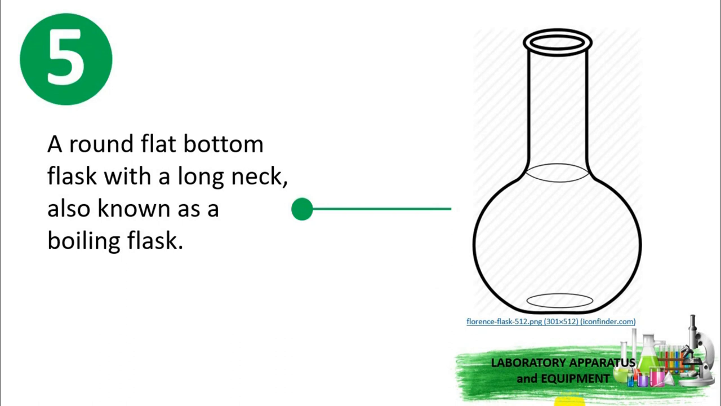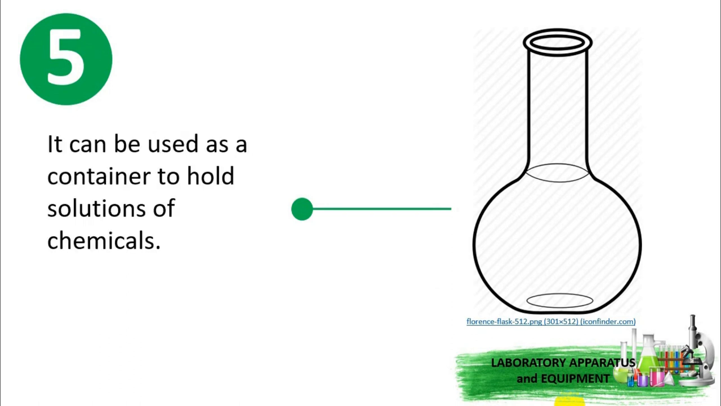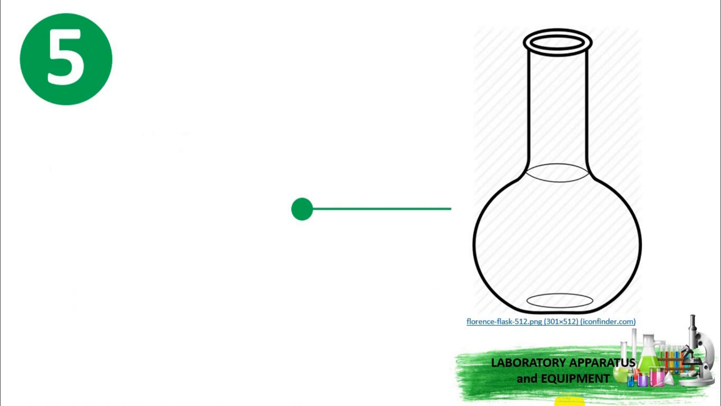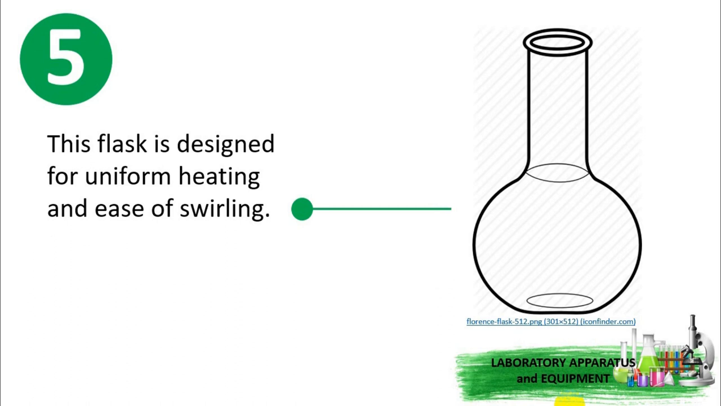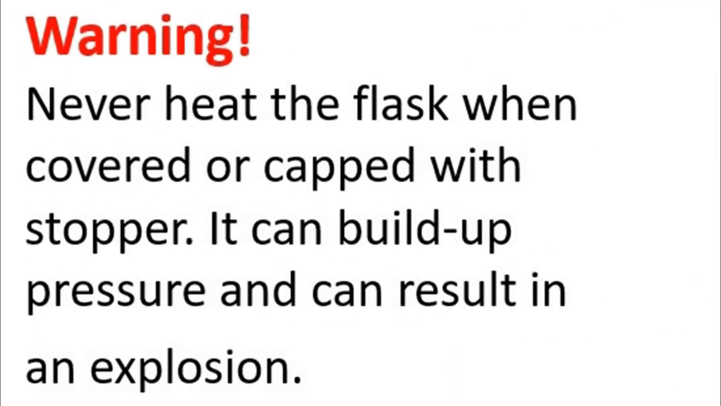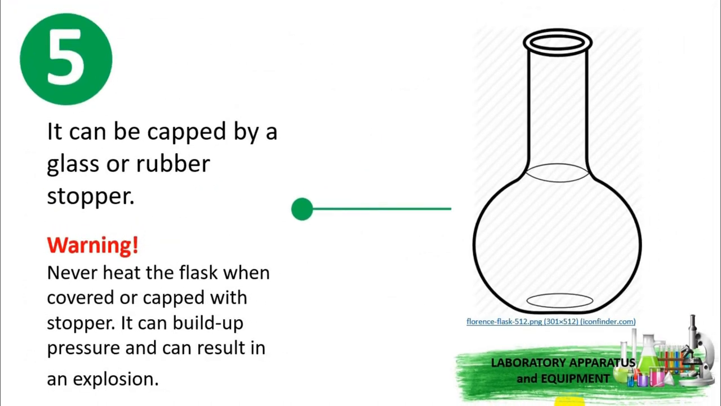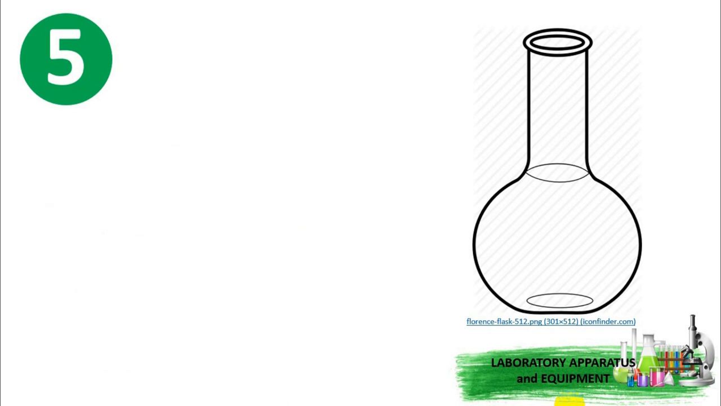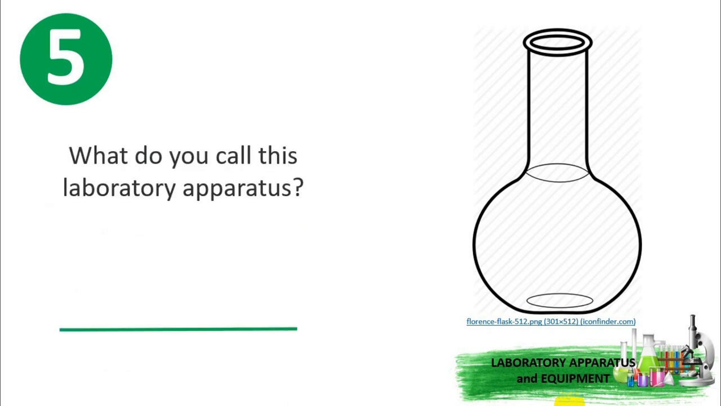5. It is a round flat bottom flask with a long neck, also known as a boiling flask. It can be used as a container to hold solutions of chemicals. This flask is designed for uniform heating and ease of swirling. It can be capped by a glass or rubber stopper. But never heat the flask when covered or capped with a stopper. It can build up pressure and can result in an explosion. What do you call this laboratory apparatus?